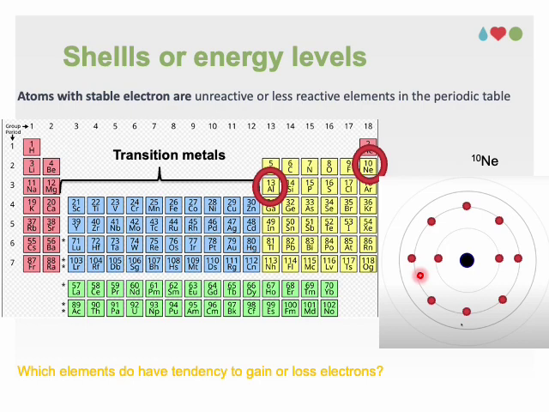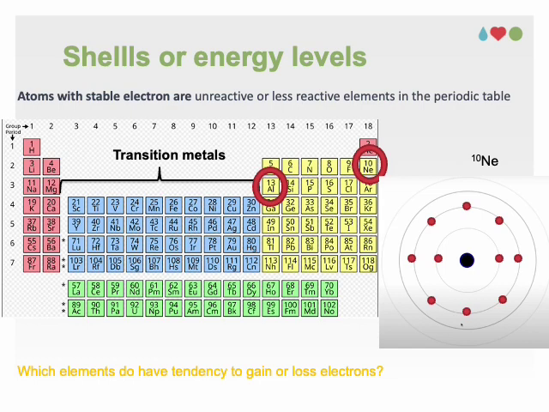Aluminum has 13 electrons with 3 valence electrons in the third energy level. This means that its valence shell is not completely filled or half filled, making it unstable and highly reactive. Aluminum tends to lose 3 electrons to achieve a stable electron configuration. This opens up a question: which elements in the periodic table have a tendency to gain or lose electrons?